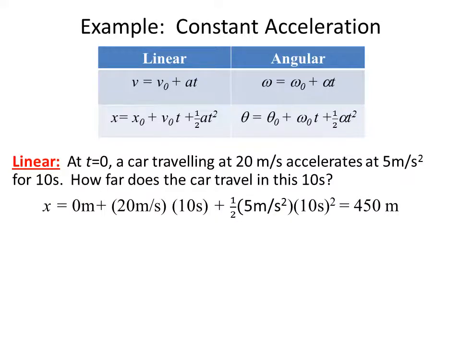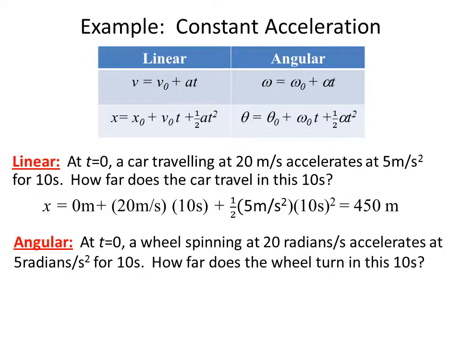Well, we're only asked how far it travels in the 10 seconds, so the initial position doesn't really matter, so we set that to 0. Then we have the initial velocity, 20 meters per second times the time, plus 1/2 times the acceleration, 5 meters per second squared times the time squared. And if you do the arithmetic, you find out that's 450 meters. If you look at the rotational or angular case, if at time equals 0, a wheel is spinning at 20 radians per second, and it then accelerates at 5 radians per second squared for 10 seconds, how far does the wheel turn in this 10 seconds?